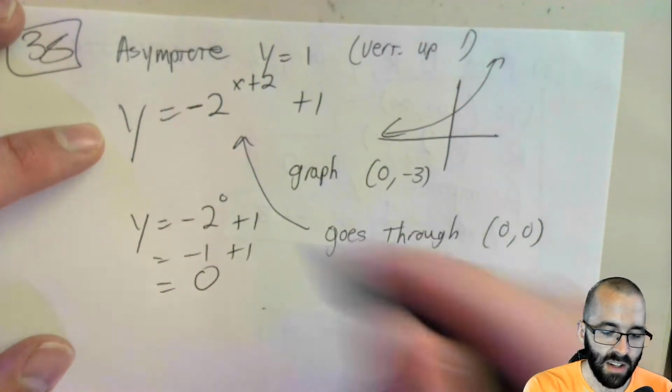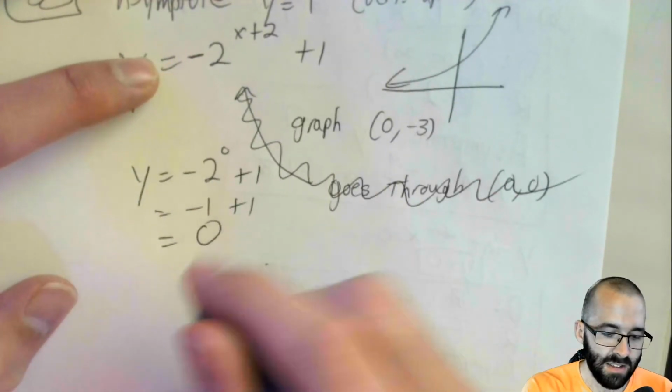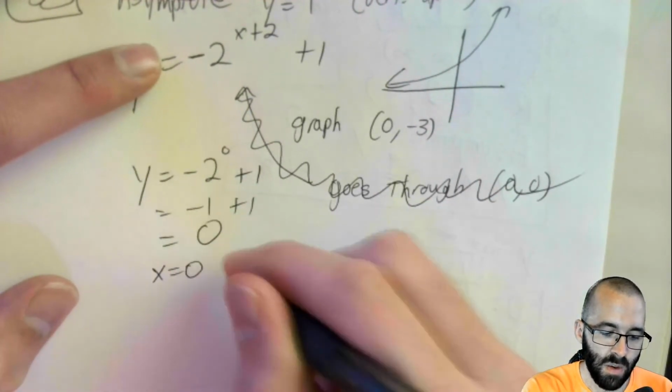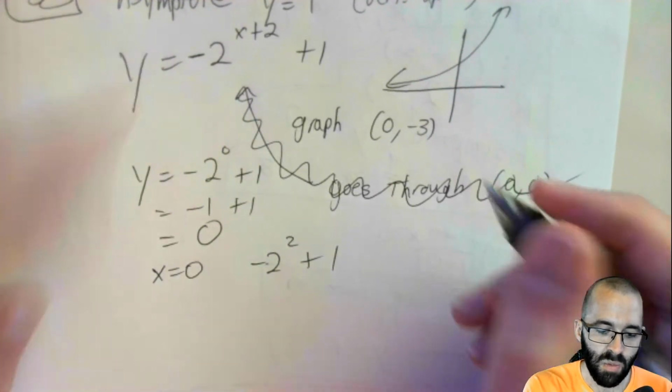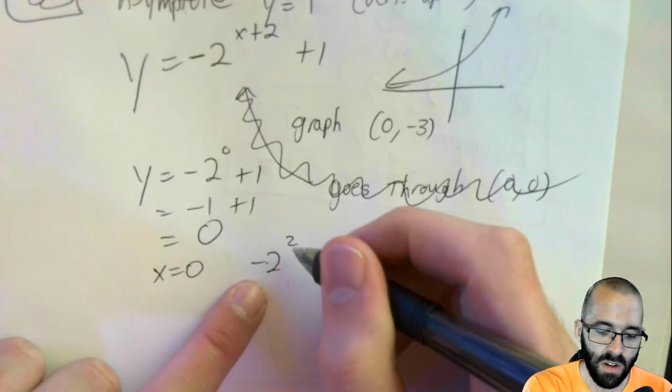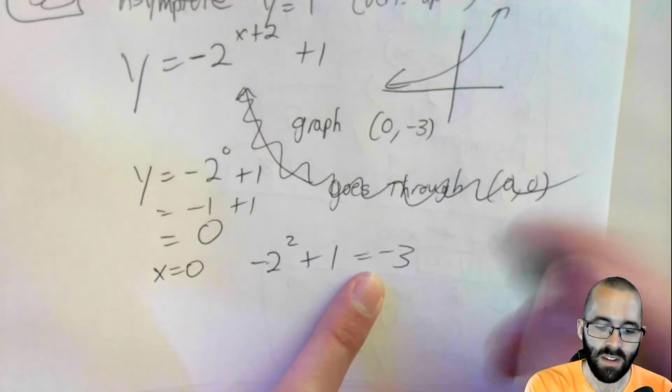Now let's check our answer again. So we updated the function. Let's see what it does now. When x is 0, we have negative 2 to the 0 plus 2 plus 1. That's negative 4 plus 1. That's negative 3, which is exactly what we wanted.